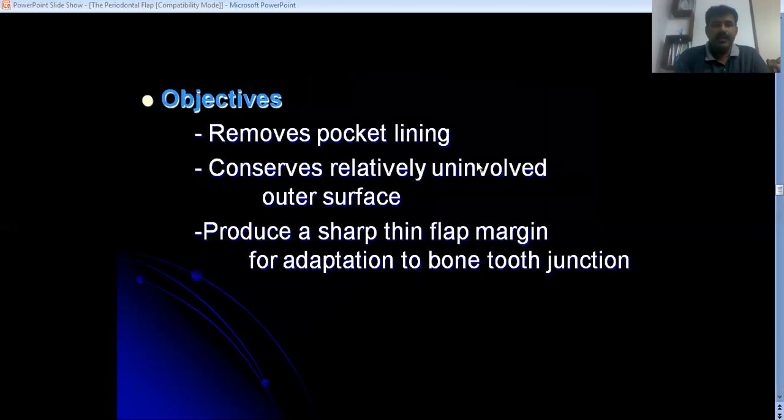Objective, as I told before, it removes the pocket lining. It conserves the relatively uninvolved outer surface. If you completely remove the pocket, the whole of the gingiva, like in a gingivectomy, you will remove the whole of the gingiva. It becomes totally anesthetic, and a lot of recession results. And then it produces a sharp, thin, flat margin, so that the margin gets closely adapted to the bone-tooth junction. So these are the three objectives of an internal bevel incision.